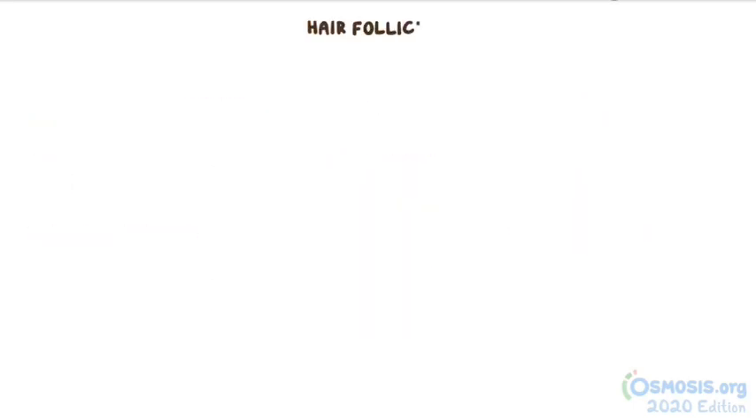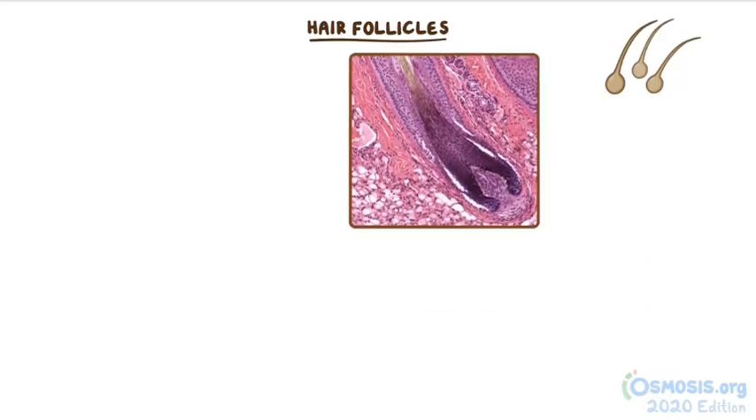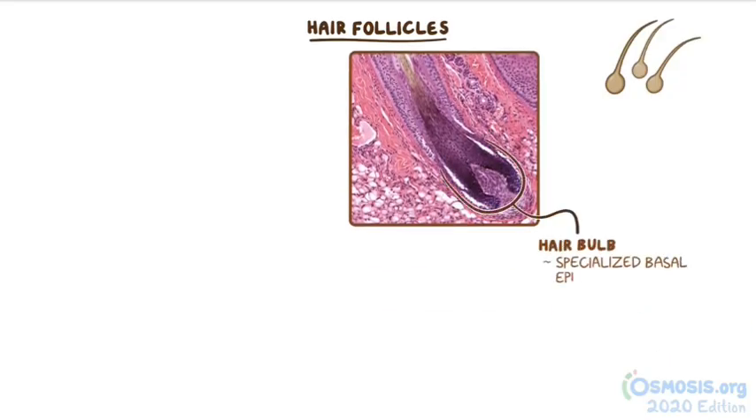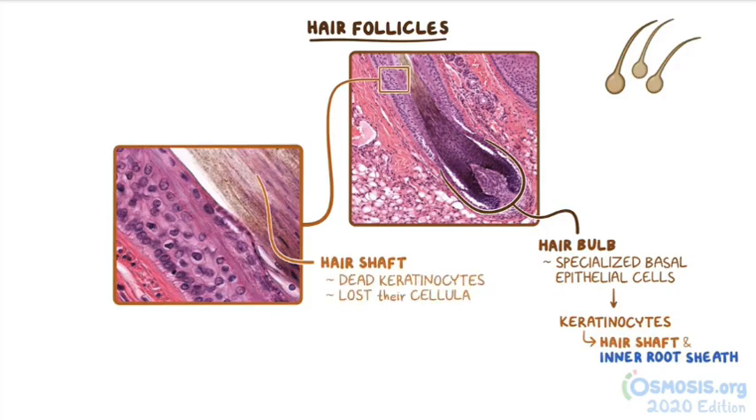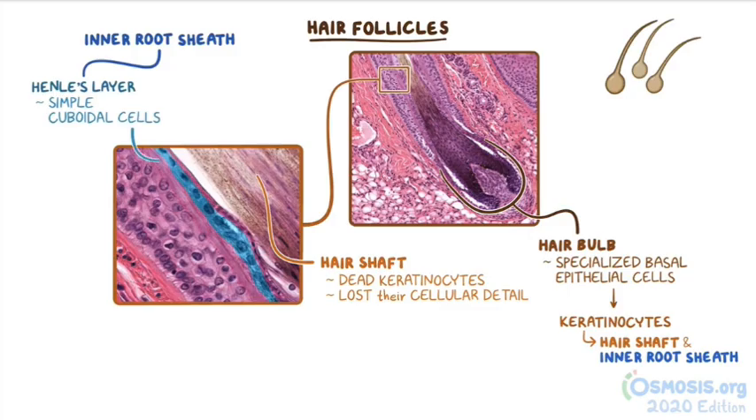Alright, let's move on to hair follicles, which are only found in thin skin. The base of each strand of hair and hair follicle has a hair bulb, which contains specialized basal epithelial cells that produce the keratinocytes that eventually become the hair shaft, as well as the inner root sheath. Hair shafts are made up of dead keratinocytes that have lost the majority of their cellular detail. The inner root sheath immediately surrounds the hair shafts within the hair follicle and is split further into two sublayers. The outer layer is called Henle's layer, which is a layer of simple cuboidal cells, and the inner layer is called Huxley's layer, which consists of a single or double layer of flat cells.